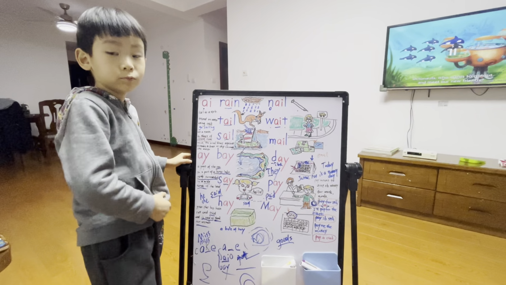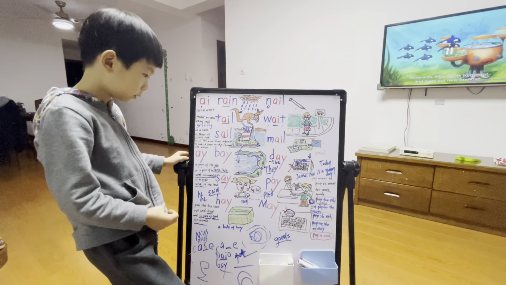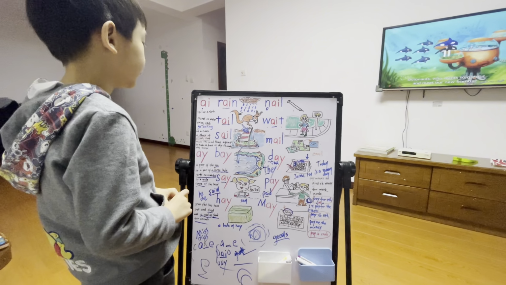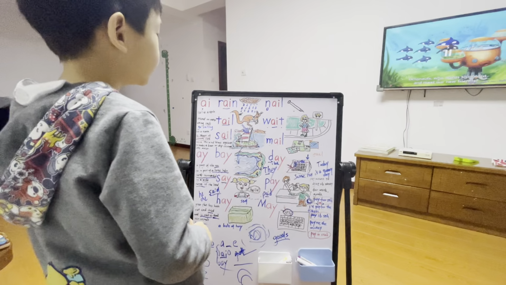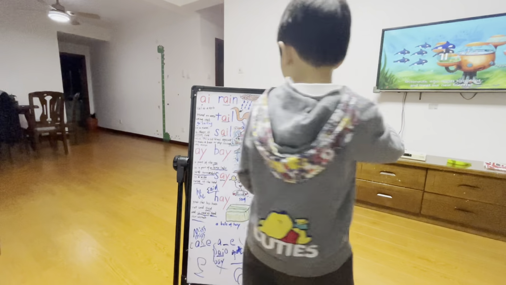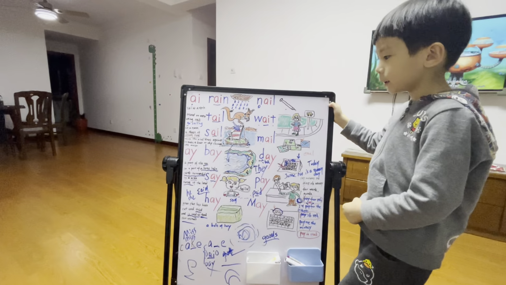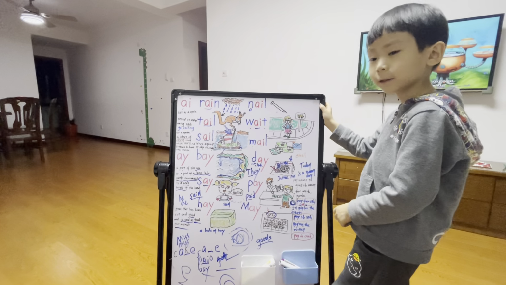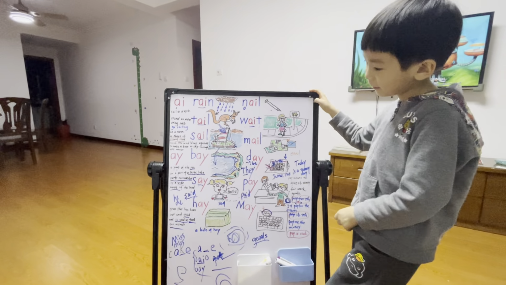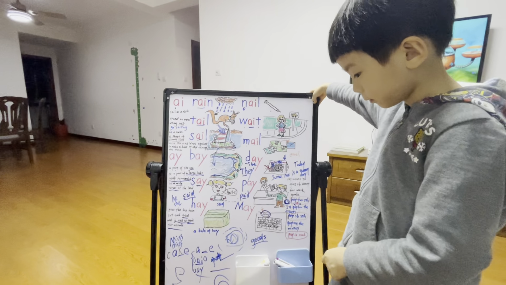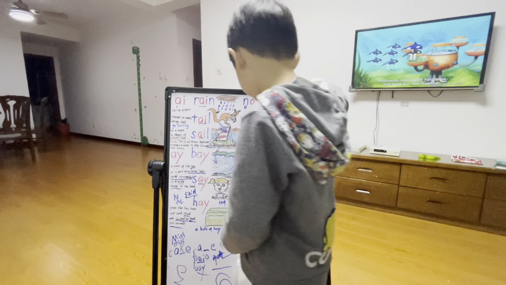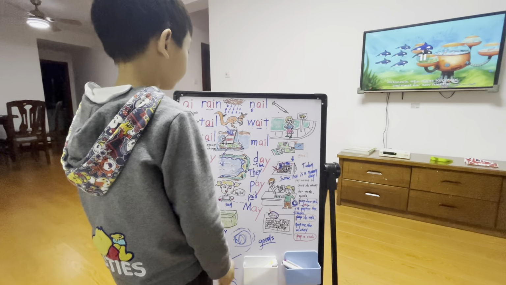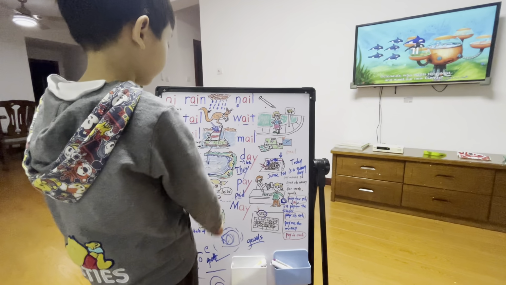Yes. Okay. How do you say S-A-I-L? Look at the board. Sail. Sail as a noun. I see a man on the sail. Oh, you see a man on the boat. Okay. You see a man on the boat. Boat. I see the sail on the boat.